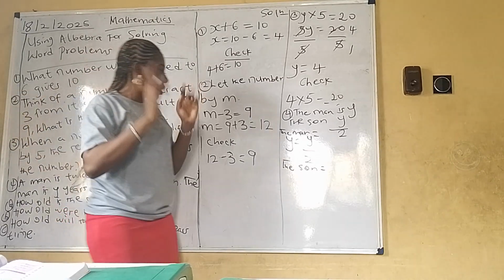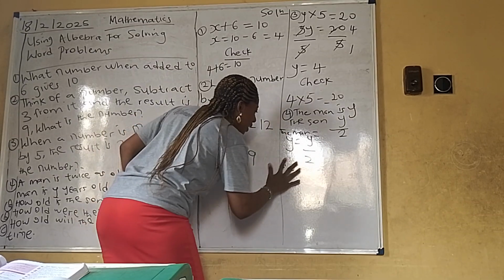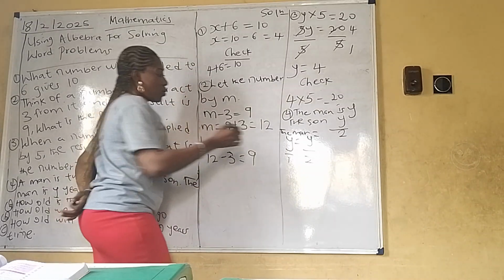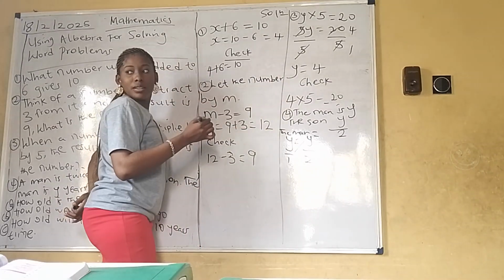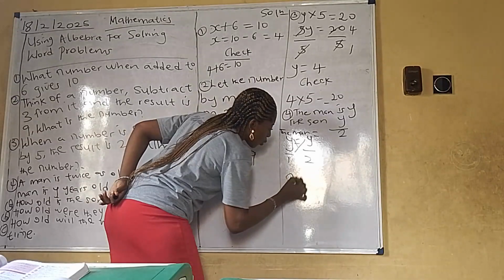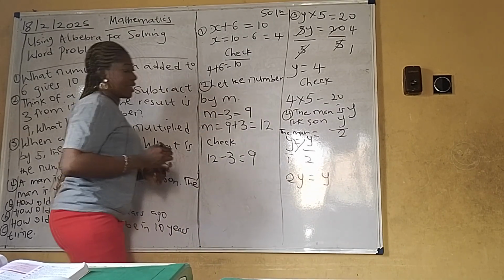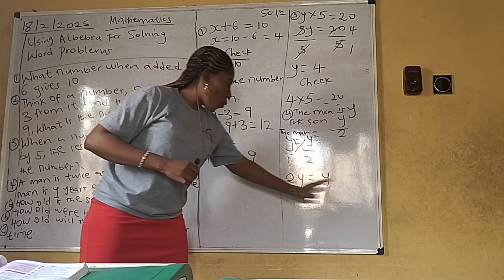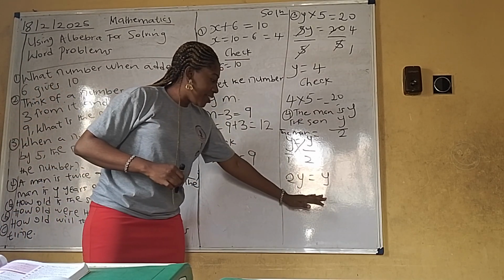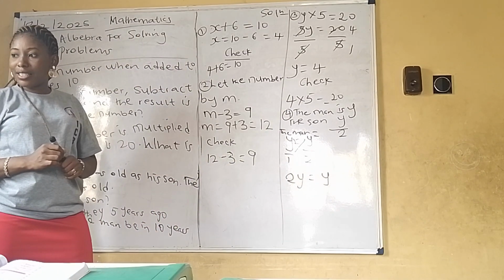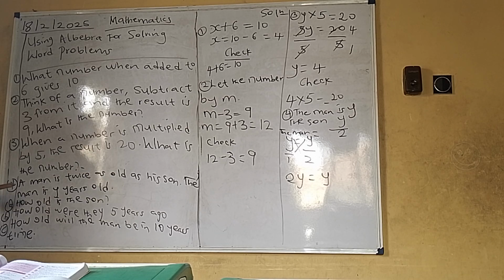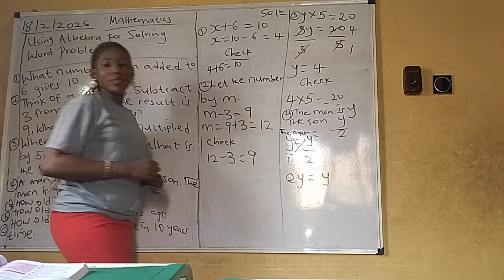Are you understanding me? Don't worry, let's solve. So when we are moving forward here, what do we do here? Over 1. Is that not so? We cross multiply. Is that not so? We have 2y is equals to y. So this 2y is now what the father is. So how old is the son here? How old is the son? The son is y/2.